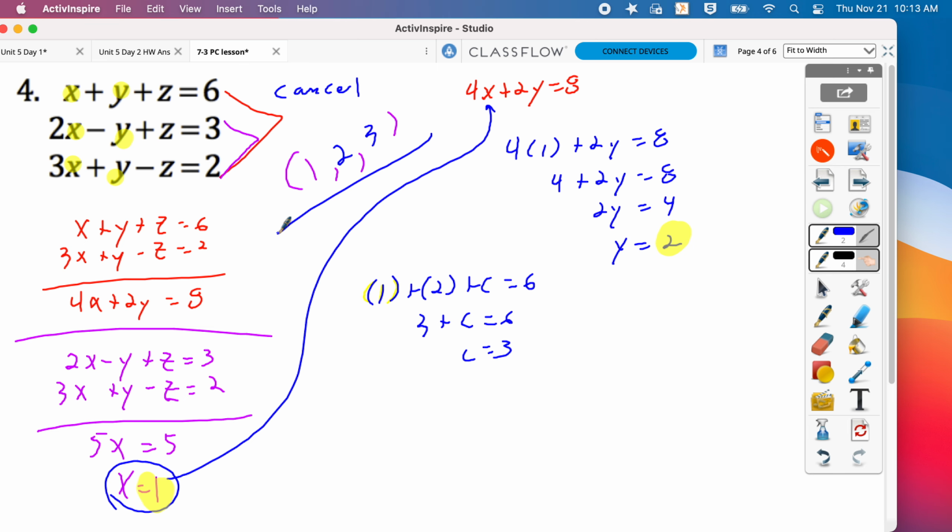So from the top, decide which variable you want to get rid of. I chose the z, so I picked the top and the bottom equation, and then the bottom two and canceled out the z's. The top and the bottom gave me this equation to work with. The bottom two gave me my x to be 1, which helped me find y, which helped me find z.